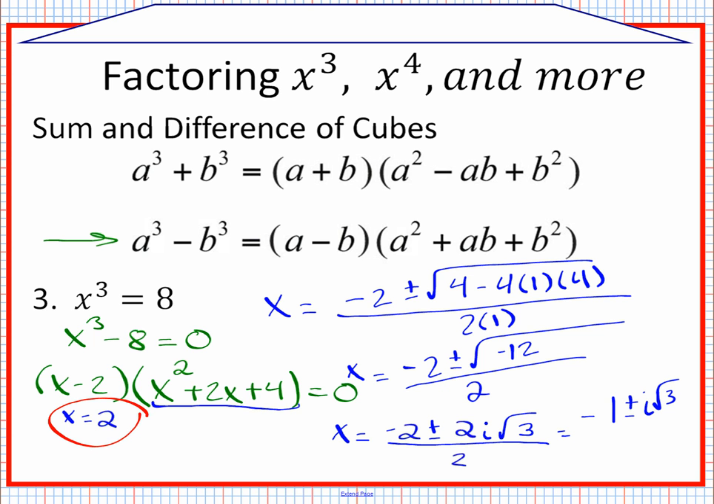I've got x equals 2. That's a real solution. And then 2 imaginary solutions. One for the negative 1 plus i root 3, and one for the negative 1 minus i root 3. All right. Hope that was helpful.